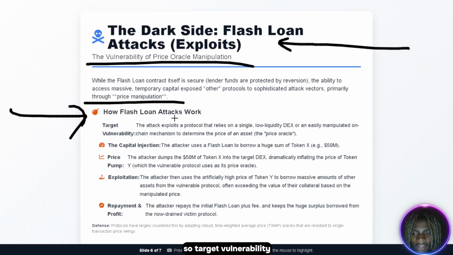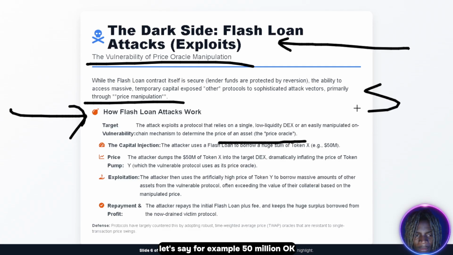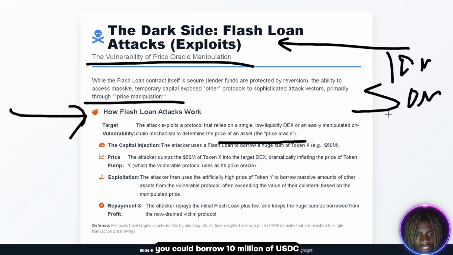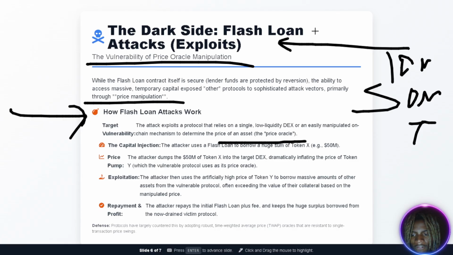So target vulnerability. The attack exploits a protocol that relies on a single low liquidity DEX or an easily manipulated on-chain mechanism to determine the price of an asset, okay, the price oracle. And the capital injection. The attacker uses a flash loan to buy or borrow a huge sum of the token. Okay, let's say for example 50 million. Okay, so just like we talked about, you could borrow 10 million of USDC. Let's say they try to get 50 million, okay, for a flash loan.